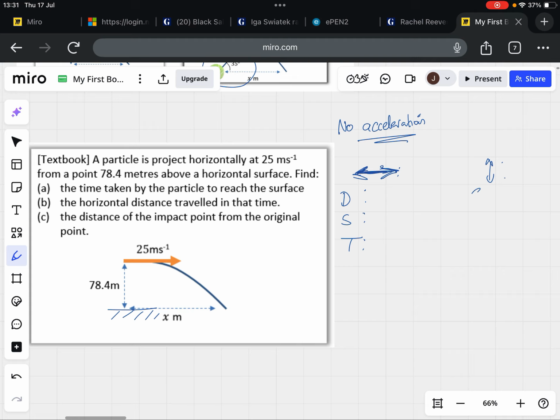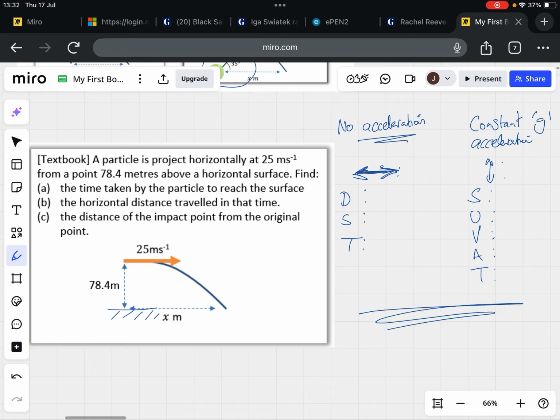Vertically, I'm going to write suvat again, and the reason for that is because vertically there is acceleration. In fact, there is constant acceleration, and that constant acceleration is given by g. That's why I've got u and v, because they are going to be different values, and that's why I've got a, because there is an acceleration. So this is the start of almost every question I do for projectiles. You're going to see me do this. Let's put some numbers on.